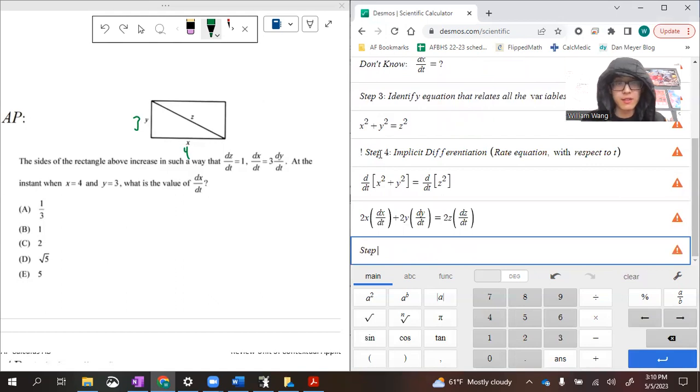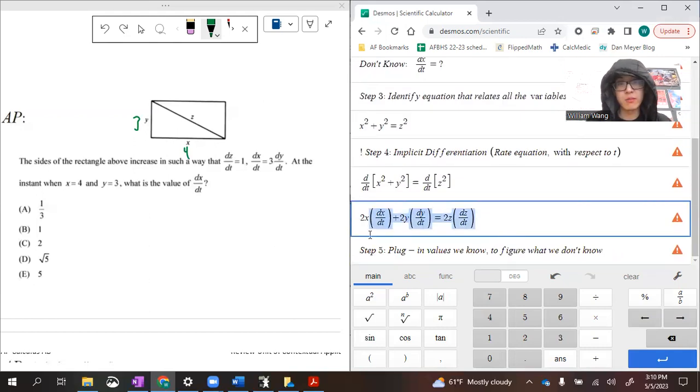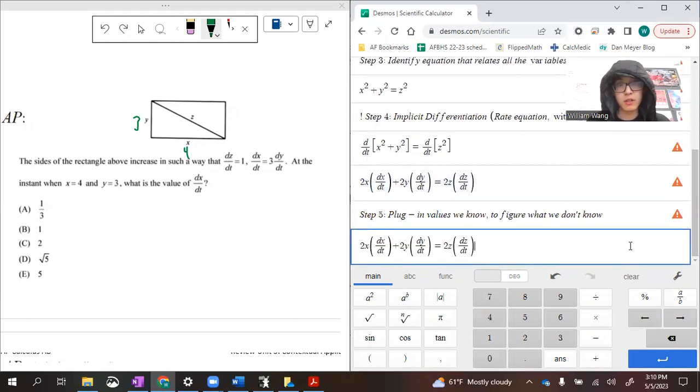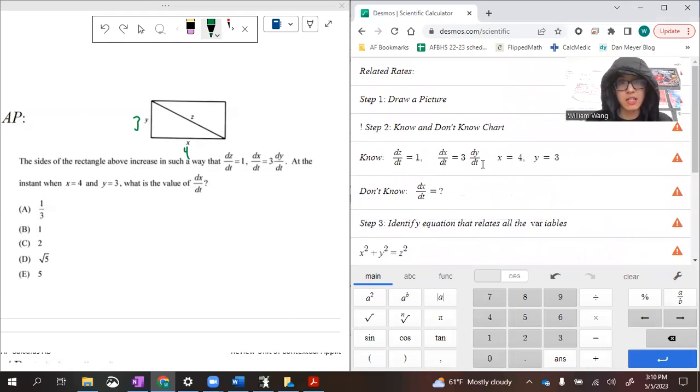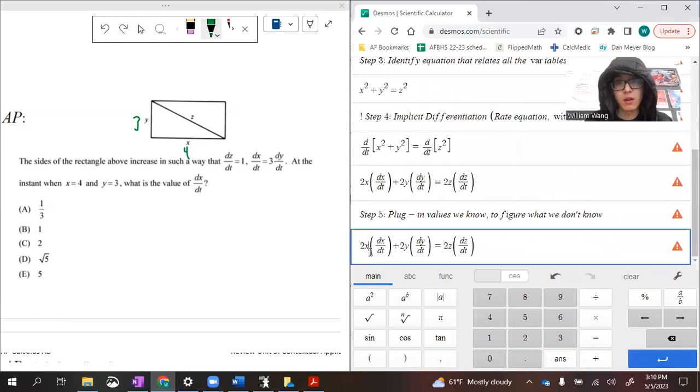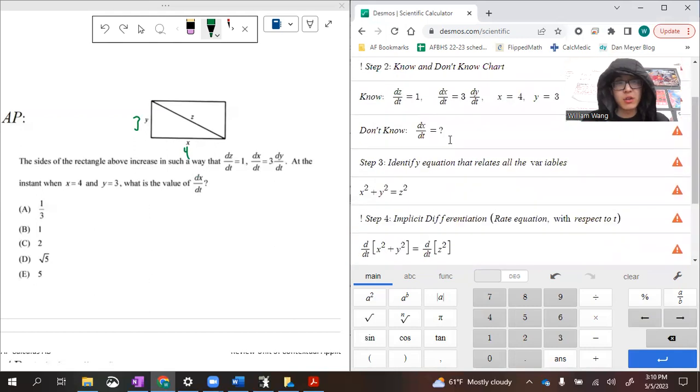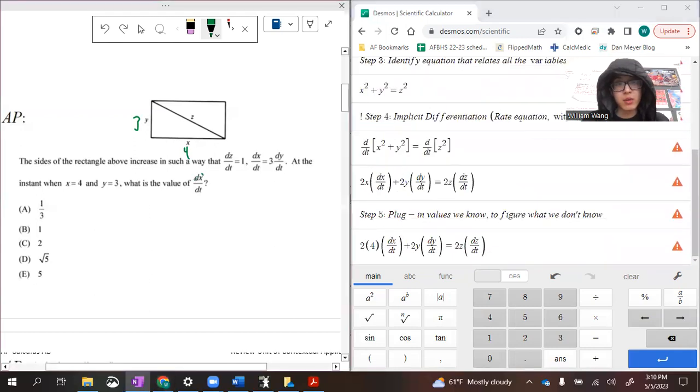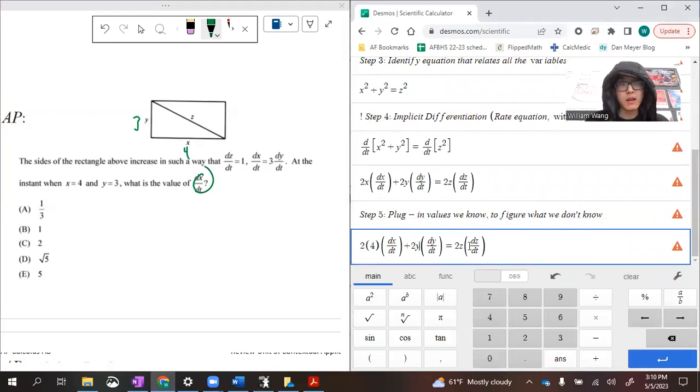Now step 5 is literally plug it in. Plug in values we know to figure out what we don't know, right? So now I'm just going to plug stuff into my function, into my equation. All right, 2x. Do I know what x is? I should. From my equation, from my know chart, x is equal to 4. 2 times 4 times dx over dt. Well, I don't know dx over dt. That's okay, because that is what I'm looking for. So dx over dt, I don't know. That's fine. 2y, y is 3.